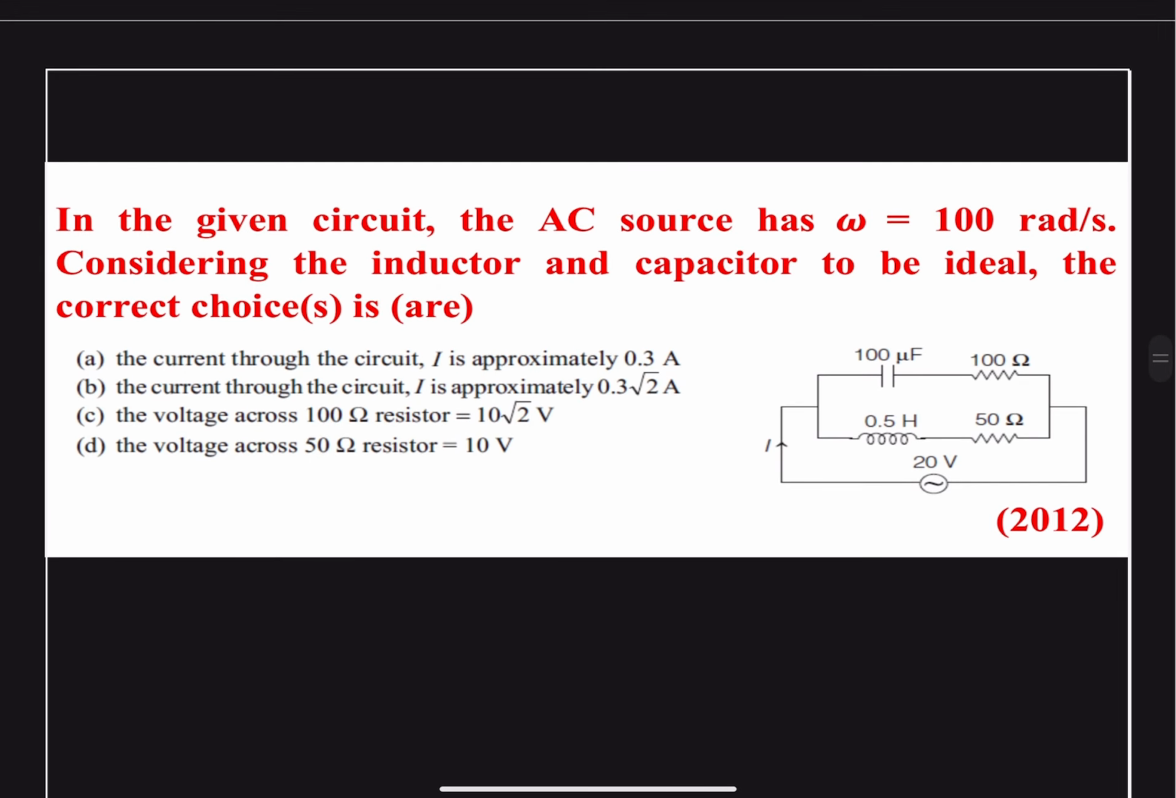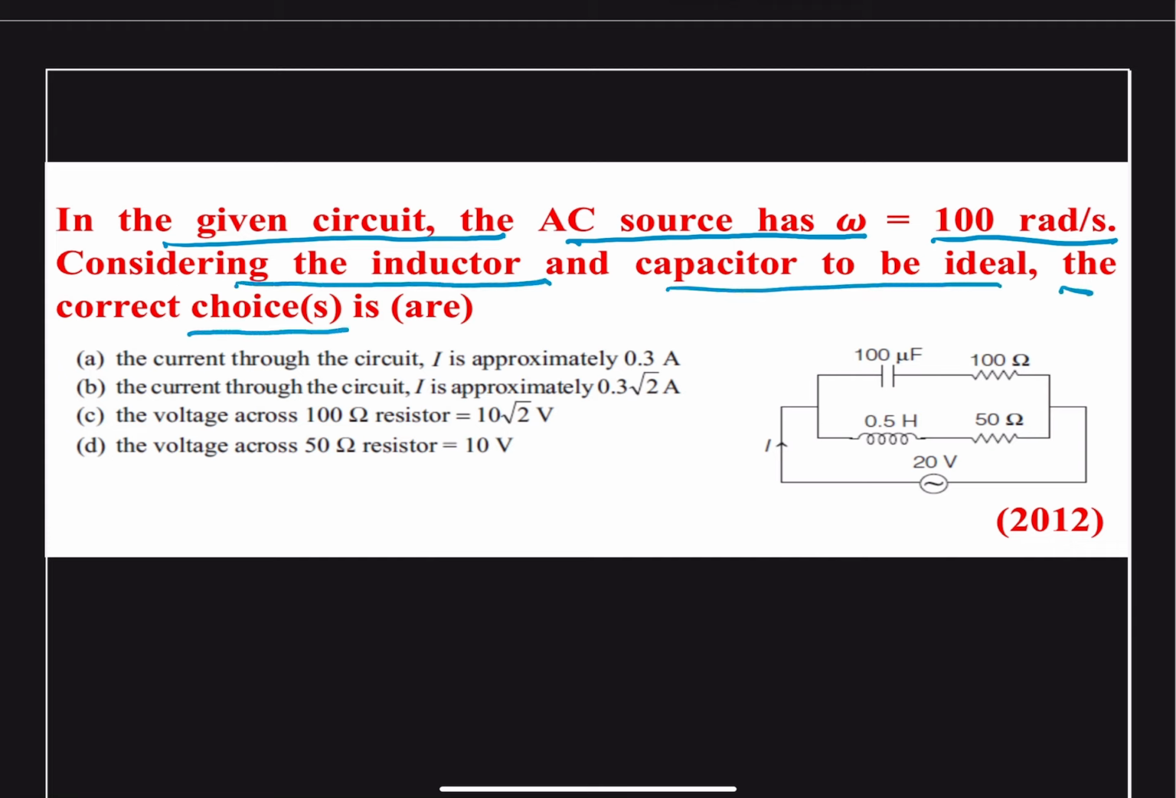And we have another question. In the given circuit, the AC source has omega as 100 radian per second. Considering the inductor and capacitor to be ideal, the correct choice or choices is or are. So in this case, we are given a circuit which has two combinations. One combination is of capacitor and resistance. Another combination is of inductor as well as resistance. And we have an AC source of 20 volt, and current I is the current provided by the source.